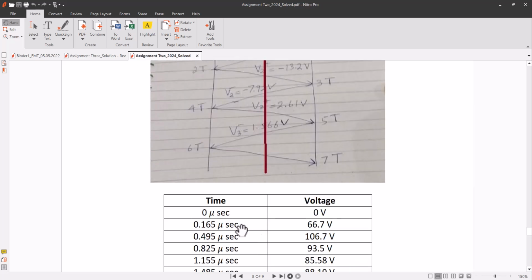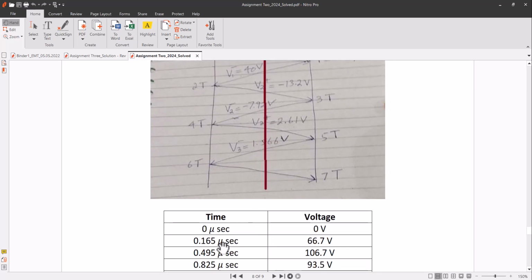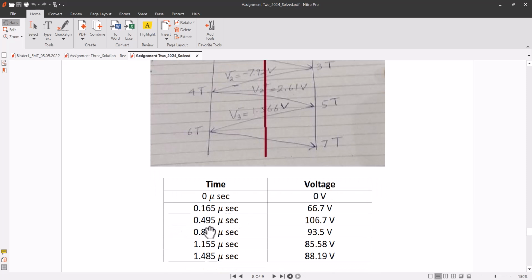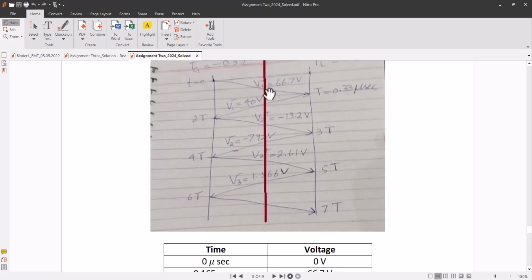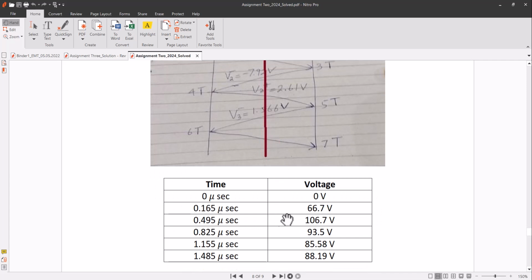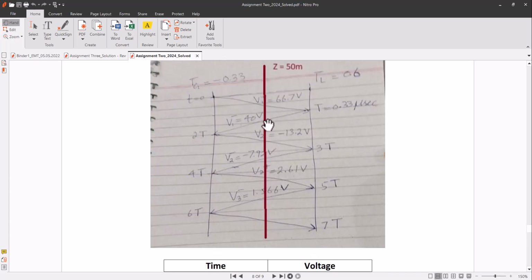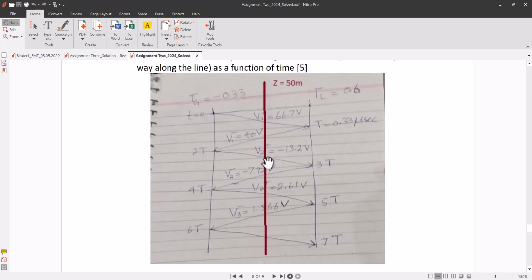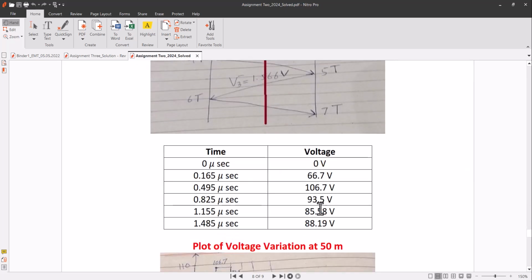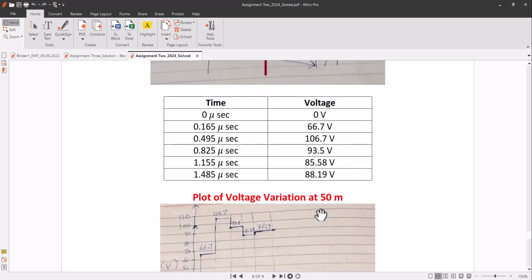Now add 1T here, which is 0.33 plus 0.165, this is 0.495. Add 1T, again add 1T, add 1T. Here you can see the voltage at this point, 66.7. So here 66.7, and at this point, the half point, that is 1.5T, we will have this plus this, so it is 106.7. At this point we will have this plus this plus this, so this is 93.5, and so on. So this is the plot of variation.